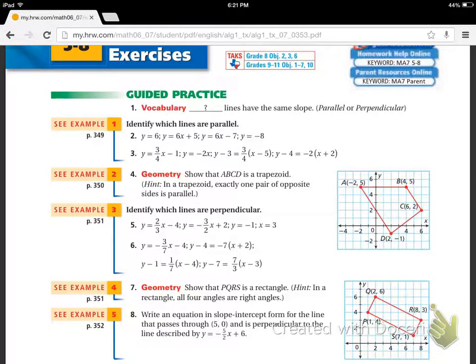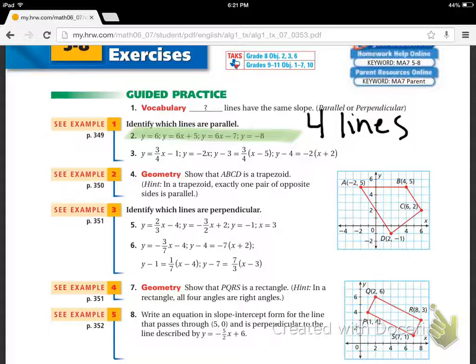Alright, let's do some examples here. Let me get you some example problems pulled up. Alrighty. Our first problem is number 2. Identify which lines are parallel. We have y equals 6, y equals 6x plus 5, y equals 6x minus 7, and y equals negative 8. Now, these are 4 different lines, and I need to pair them up. 2 of them are parallel, and the other 2 are parallel. So I'm going to pair those up and figure it out.